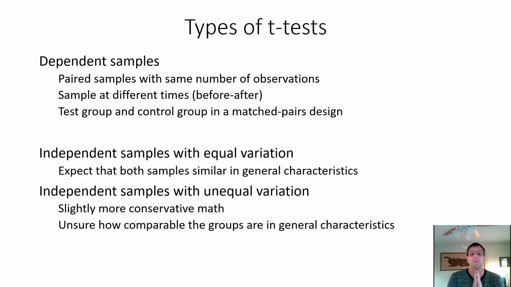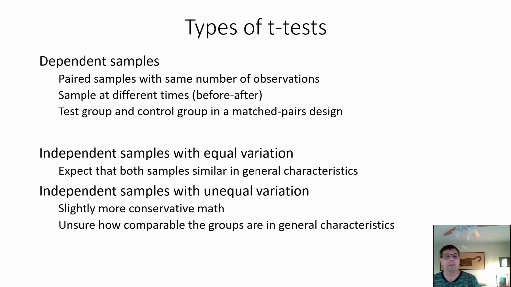So, the types of t-tests. There's three different types. You have dependent samples and independent samples. With dependent samples, these are paired samples that have the same number of observations between the two different samples. And what happens is you have a sample at different times, so before and after. So you have a group of individuals, you have some sort of intervention, then you have the same group of individuals afterwards. How did they perform on the same measure that you had before the intervention?